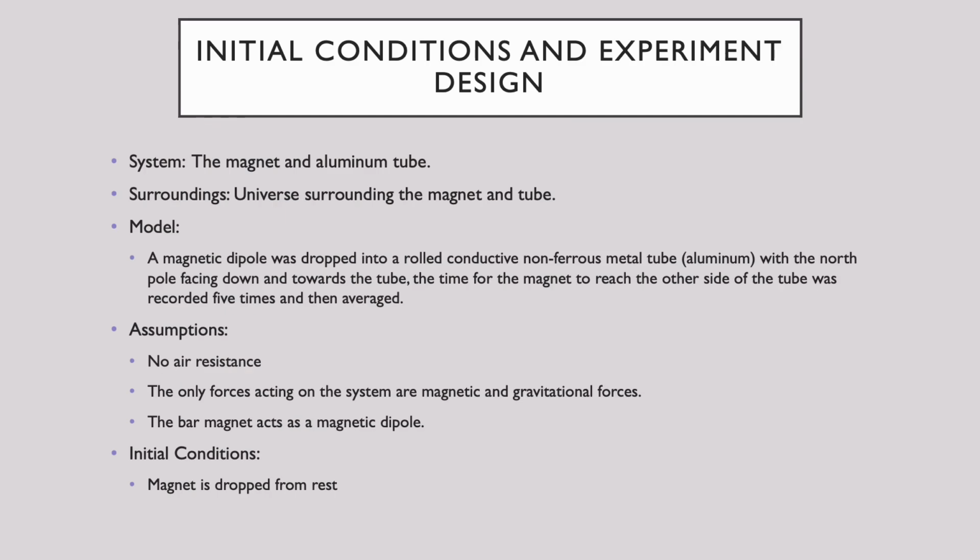The initial conditions in experimental design were that the system was the magnet in the aluminum tube, and the surroundings were the universe surrounding the magnet and tube. So the model was that a magnetic dipole in the form of a bar magnet was dropped into the aluminum foil tube, which is conductive and non-ferrous, with the north pole facing down and towards the tube. The time for the magnet to reach the other side was recorded 5 times and then averaged.